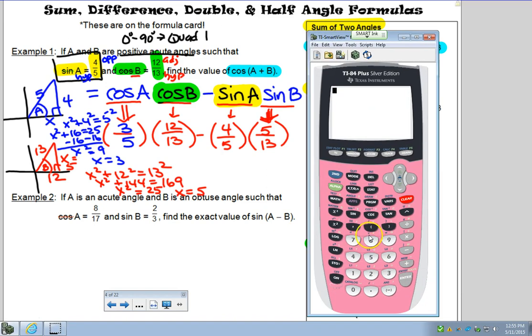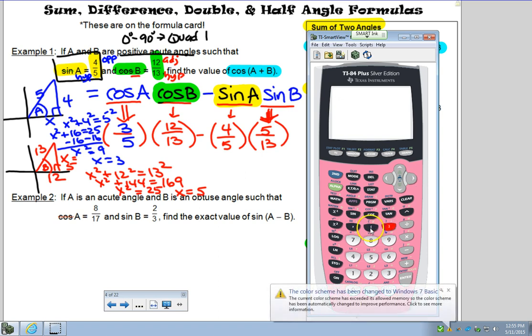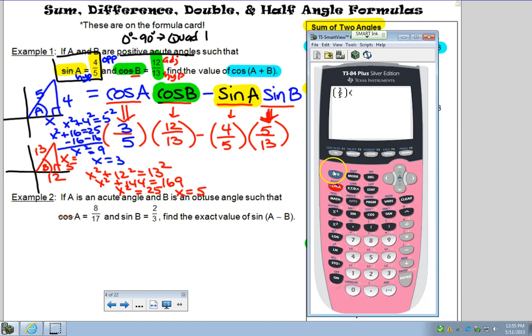Okay, so plugging that into my calculator, I have 3 over 5 times 12 over 13, minus 4/5 times 5 over 13.